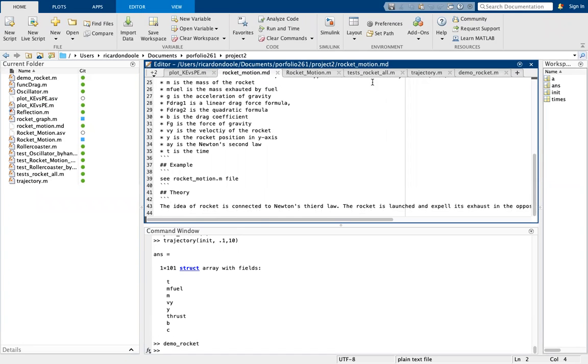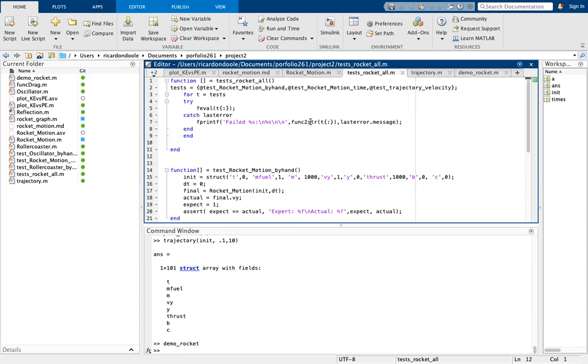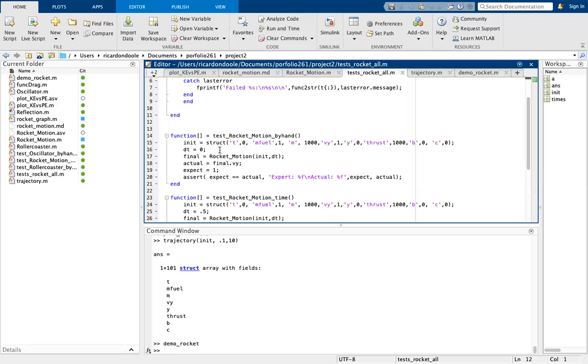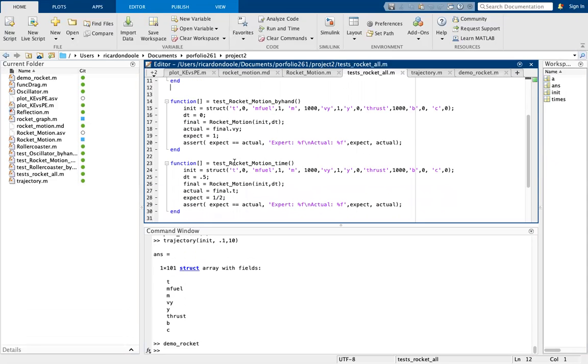Let me go ahead with my tests. I created a couple of tests, mostly by-hand tests, using the unit struct. In the first test, I used the rocket motion by hand, trying to figure out the final velocity, since the initial velocity equals the final velocity when t equals 0. So I tried to test that.